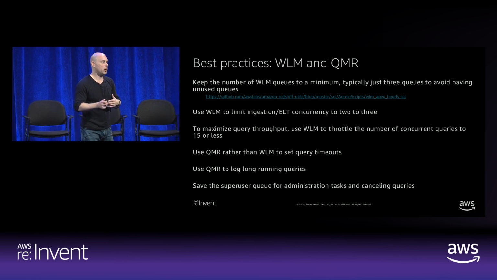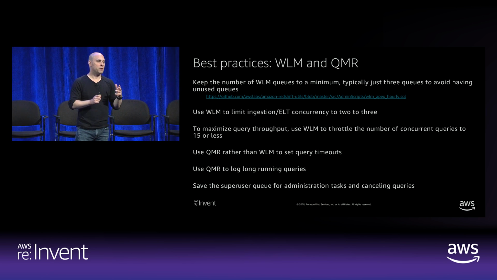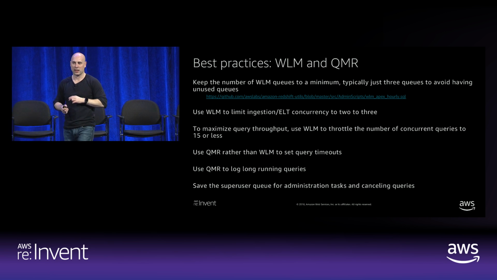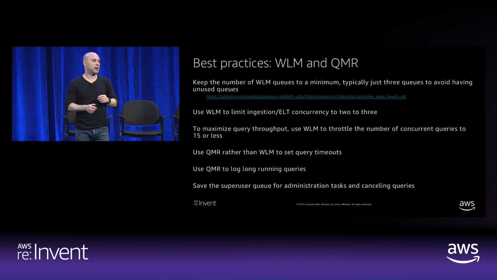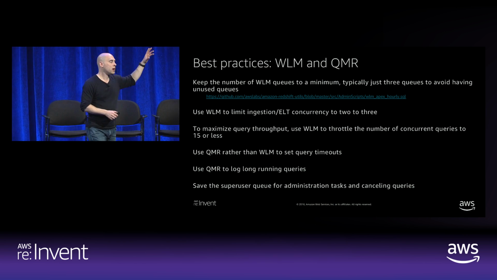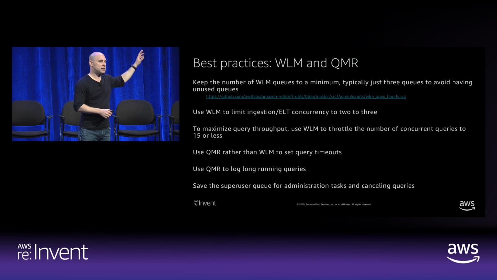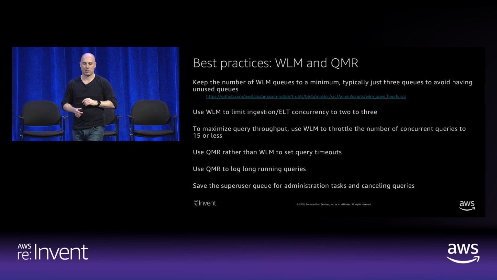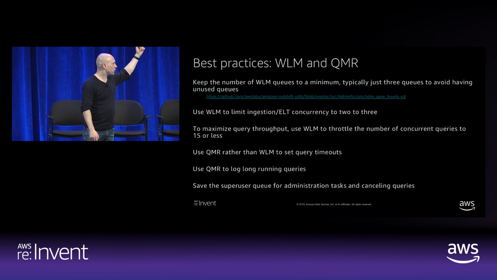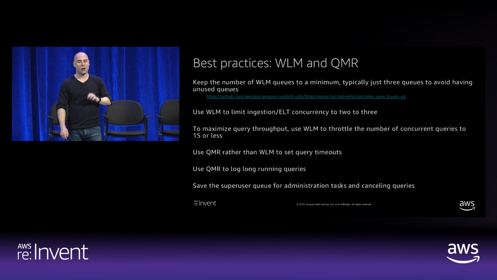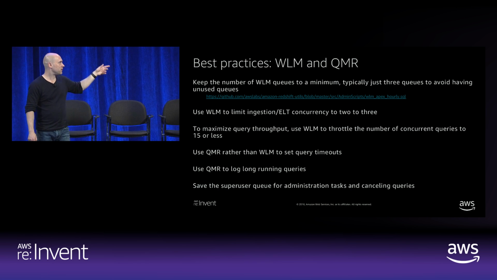You technically can tune it all the way up to 50. However, if you do, that means the most any slot could have would be 2% memory, basically. So if you just went, I'm going to have 50 slots, every query would get 2%, and you might end up with a whole bunch of queries that start spilling to disk. So keep that to about 15 or less. I usually find somewhere between 12 and 18 is the sweet spot for most customers. About 15 is bang on. The last thing I mentioned: log your long-running queries with QMR and save that superuser queue for admin tasks.